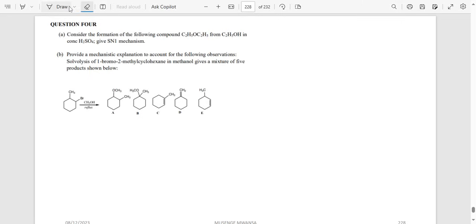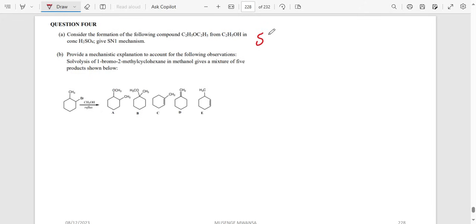Okay. Provide a mechanistic explanation to account for the following observations. Solvolysis of 1-bromo-2-methylcyclohexene in methanol gives a mixture of 5 products. This question came in test 2. So how is the mechanism?